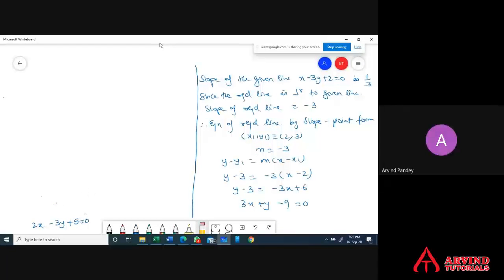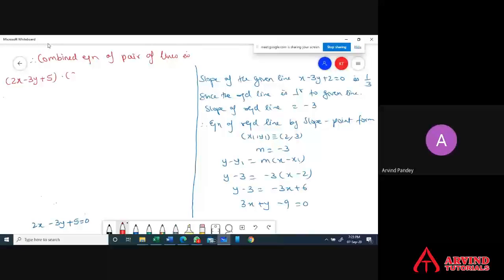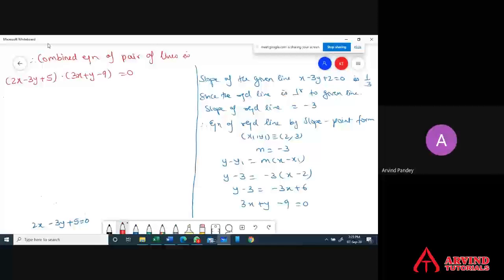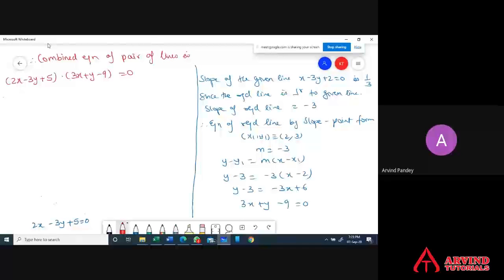Since now you have separate equations, okay, next I'll say therefore combined equation of pair of lines is 2x minus 3y plus 5 into 3x plus y minus 9 equal to 0.